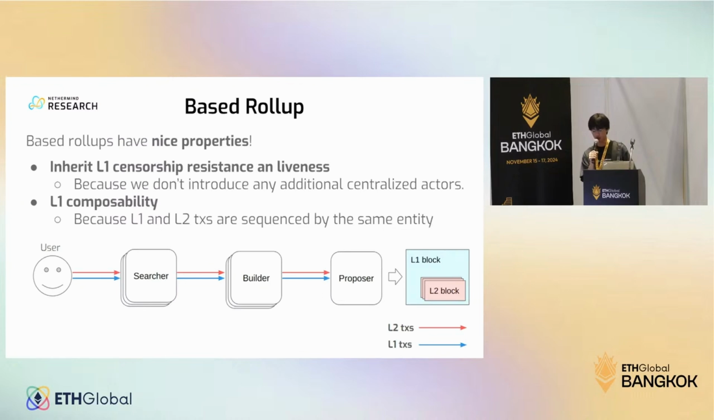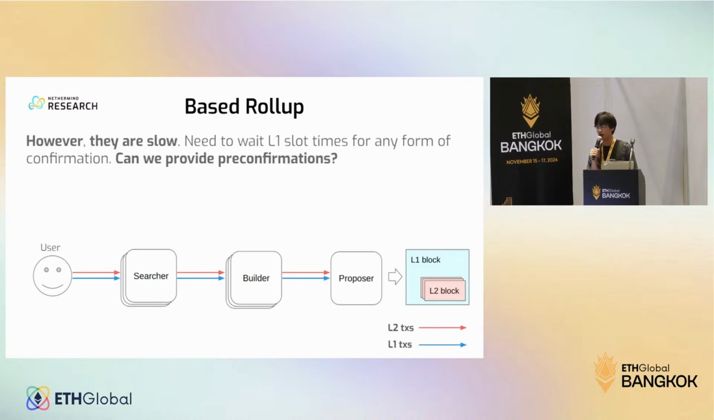So based rollups are very nice. However, they're slow, because we need to wait for the L1 slot times for any form of confirmation. The user, to know what the result of the transaction is, has to wait until the actual L1 block is built, then look at the L2 blocks within the L1 block and know what the result of their transaction is. But this takes a lot of time because you have to wait until the L1 slot times. So a big question here is, can we provide preconfirmations in this based setup?